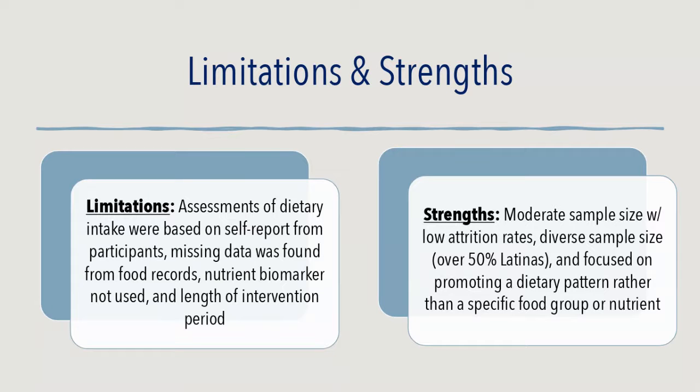Some of the strengths: there was a moderate sample size with low attrition rates. They had a diverse sample with over 50% Latinas, this being the first study that had that large of a percentage. And then they also focused on promoting a dietary pattern rather than just giving them a specific food group or nutrient to see the interactions.